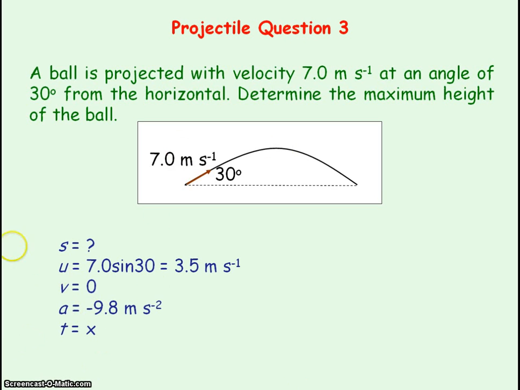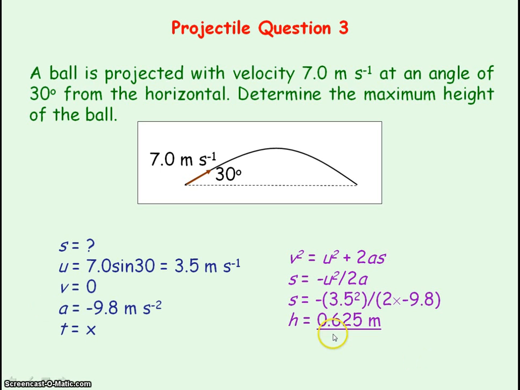So we need an equation that links S, U, V and A. So that is V squared equals U squared plus 2AS. And so we need to rearrange the equation to make S the subject. And if we substitute in the values, we get S, the maximum height, equals 0.625 meters.